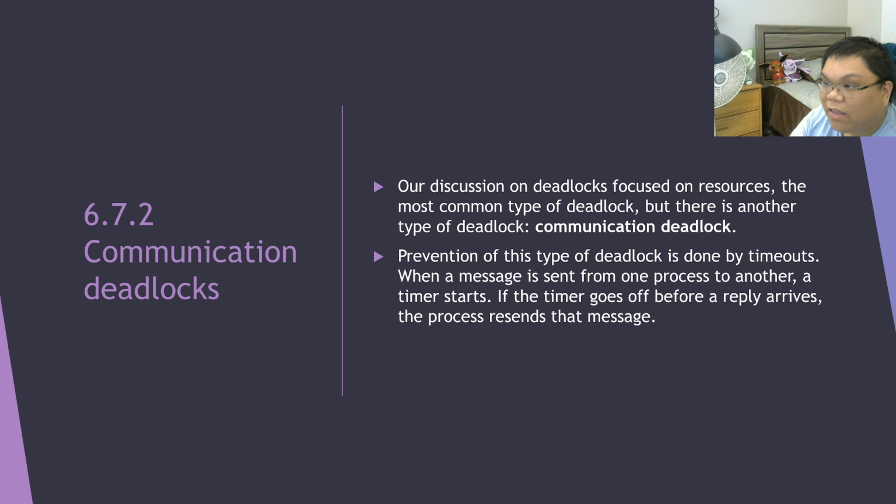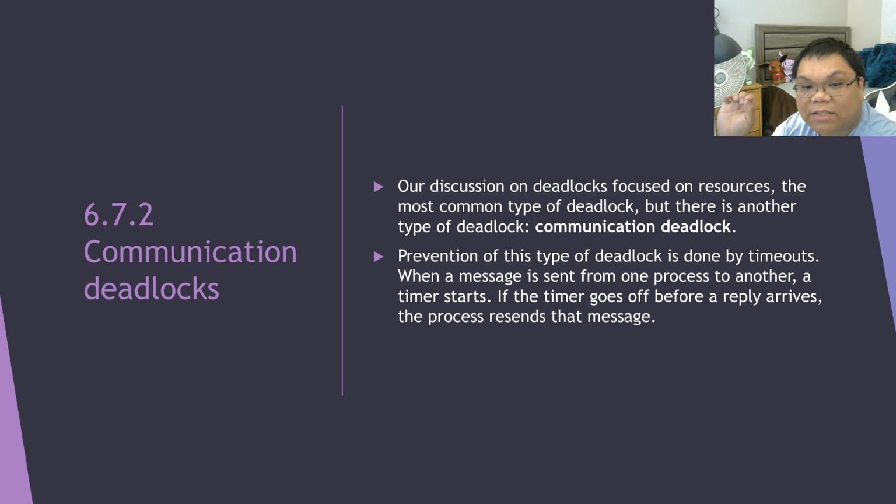Here's another type of deadlock. The deadlocks we were discussing in this chapter so far are all resource deadlocks. The other type of deadlock that can happen is called a communication deadlock. We prevent this type of deadlock by using timeouts. Everything we've discussed so far for preventing deadlock doesn't really work with communication deadlock. So, we prevent communication deadlock by using timeouts.